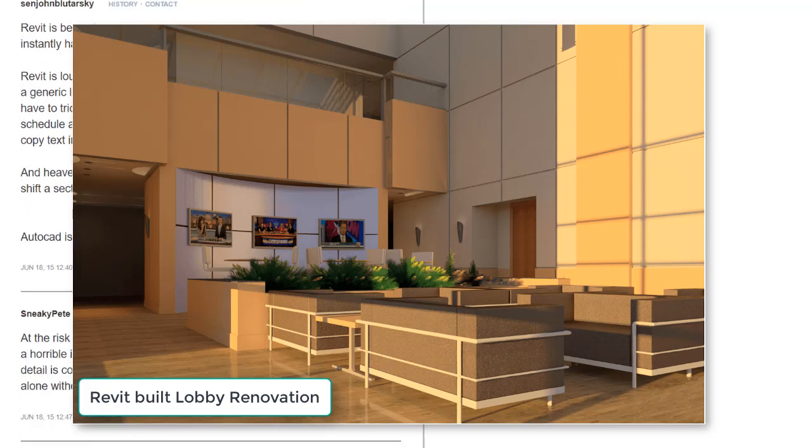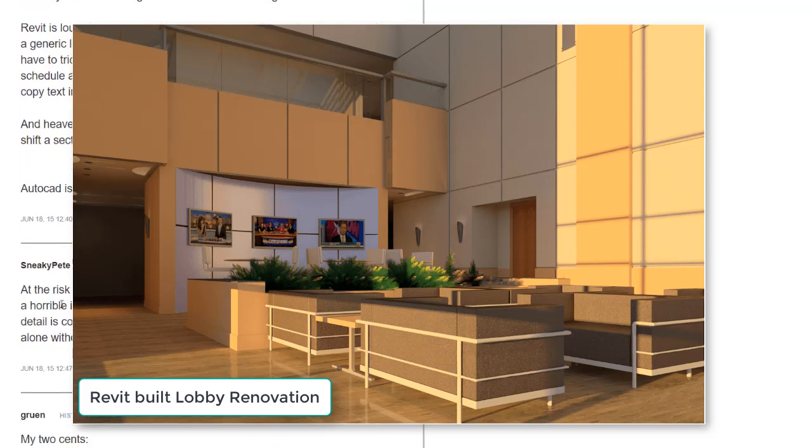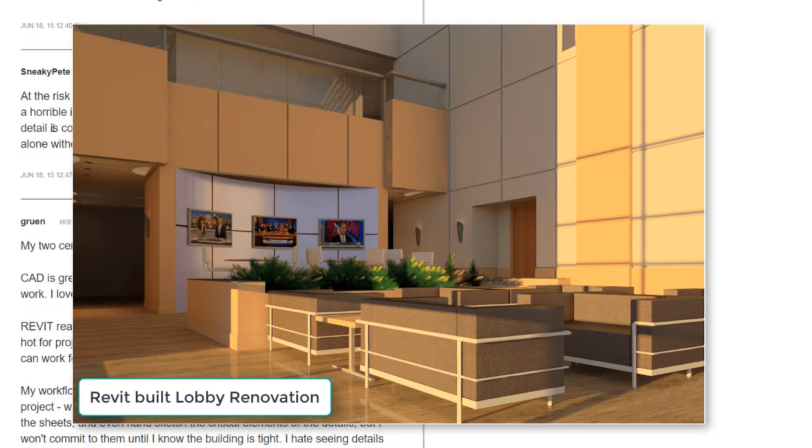Sneaky Pete comments again saying, at a risk of sounding like a Revit apologist, details moving automatically is a horrible idea. When one moves a section cut, one needs to ensure that the detail is correct manually. The old CAD method of just leaving the detail alone without checking it is very dangerous and leads to RFIs at best. Yeah, I totally agree there.